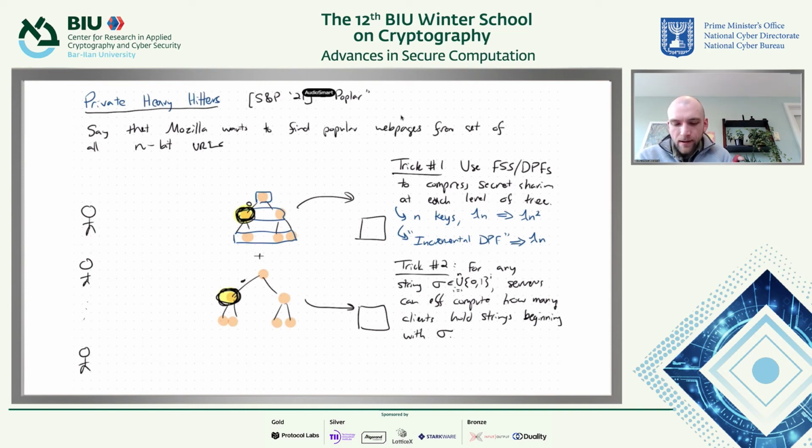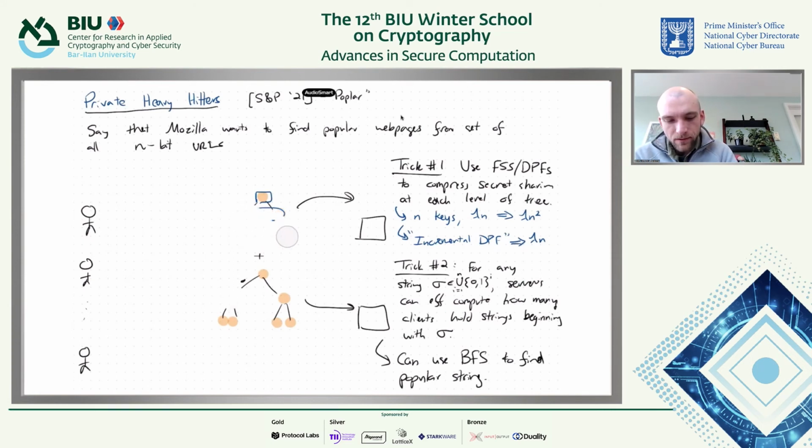So once you have that, the servers can just use breadth first search to find the popular strings, where popular means maybe more than 1 million clients hold that string. So what the servers will do, I'll try to draw this, give a picture of it.